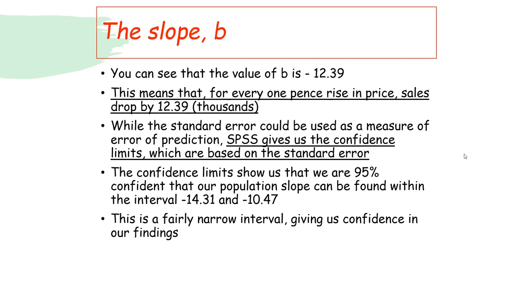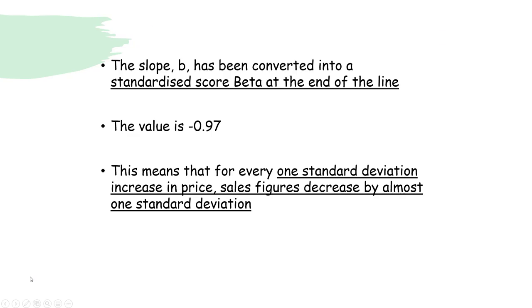The confidence limits show us that we're 95% confident that our population slope can be found within the interval of minus 14.31 and minus 10.47. We would have seen on the previous output the confidence intervals shown. This is fairly narrow, and we're fairly confident of our findings. The slope B has been converted into a standardized beta score at the end. The value was minus 0.97. This means that for every one standard deviation increase in price, sales figures decrease by almost one standard deviation.